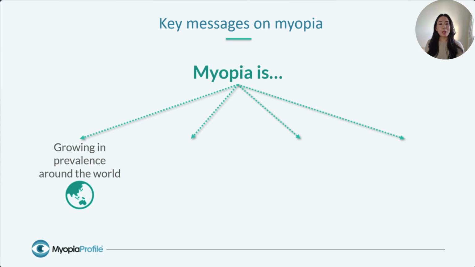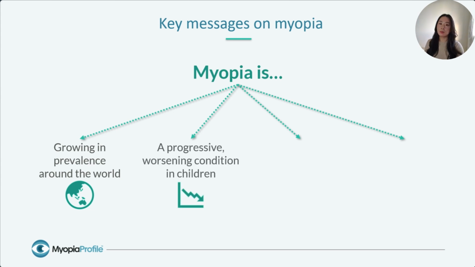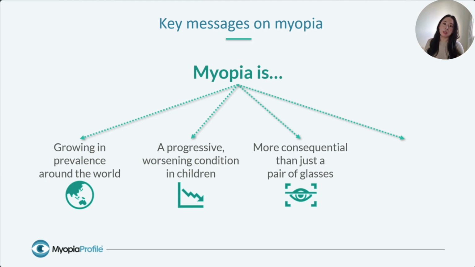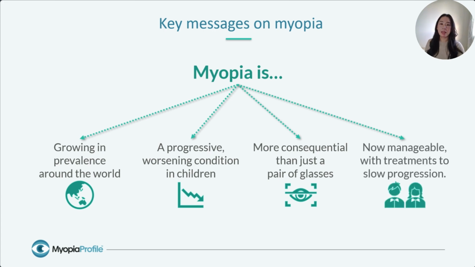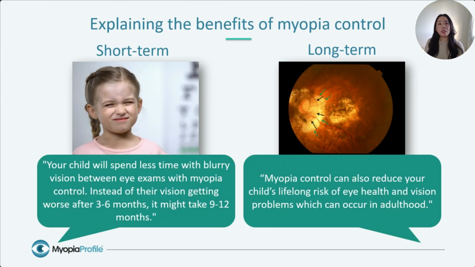So we can explain that myopia is growing in prevalence around the world. It is a progressive or worsening condition in children, so it will change. And it's more consequential than just a pair of glasses because of changes in vision, making vision less stable, and also those increased eye health risks later in life. But it is manageable with treatments to slow progression. So the important thing to note in all this is that we want to reduce the risk of vision impairment, both short term and ultimately in the long run.